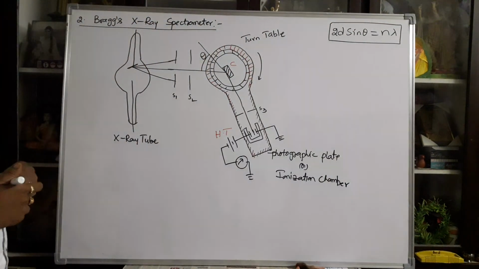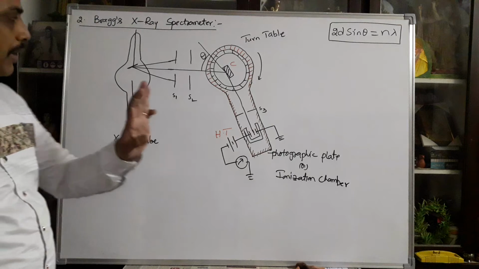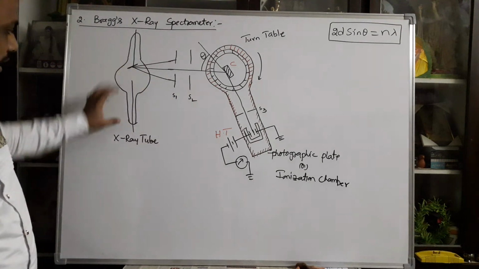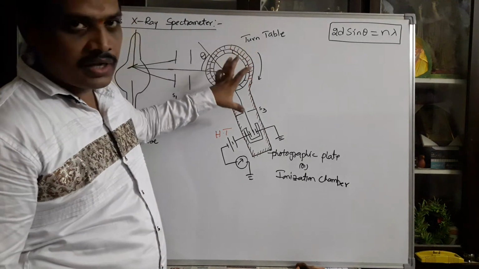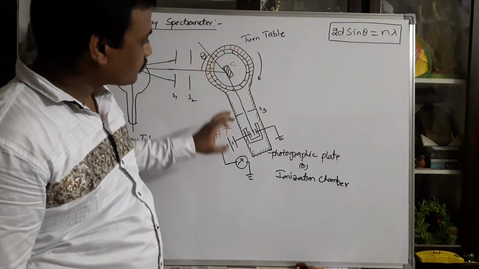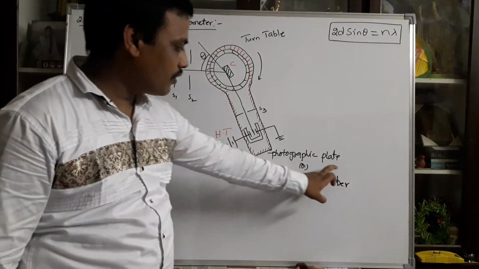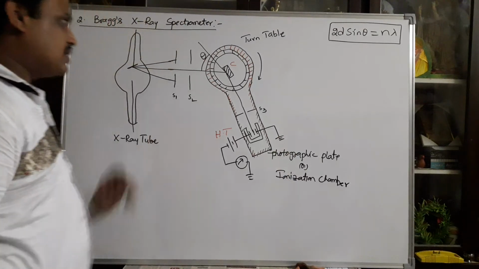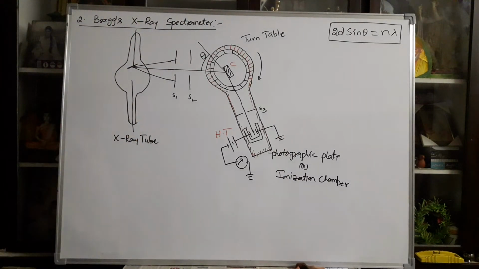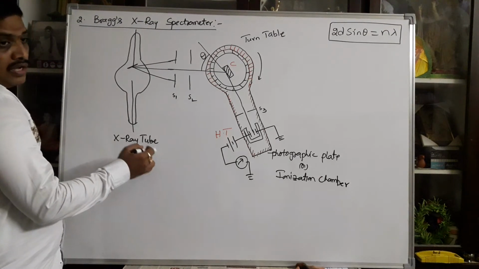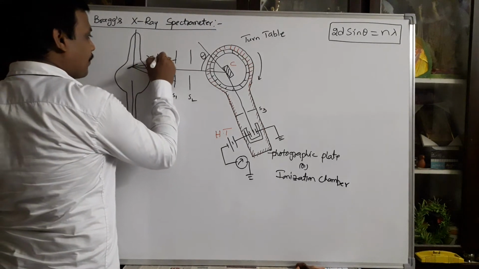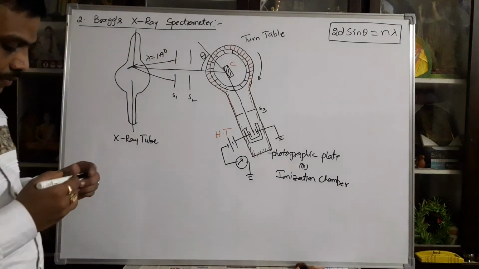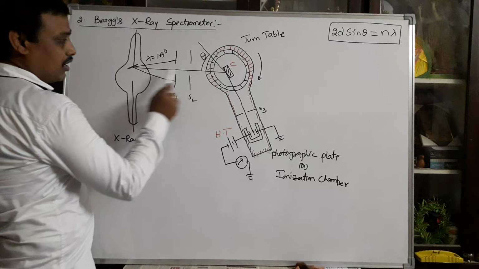Bragg's X-ray spectrometer consists of mainly three parts. First part is the X-ray tube. Second part is the turntable, the rotating method. And the third is the photographic plate, otherwise the ionization chamber. This is the experimental arrangement of Bragg's X-ray spectrometer. In the X-ray tube, X-rays are produced in all directions. The wavelength of the X-rays can be taken as approximately 1 angstrom, and the 1 angstrom X-rays are incident on the crystal.